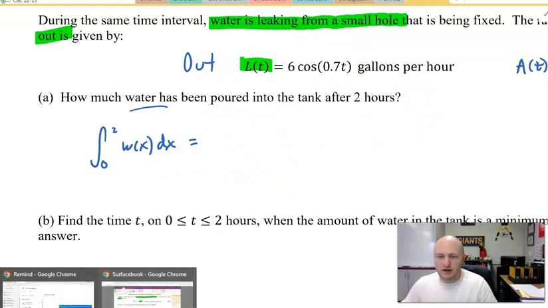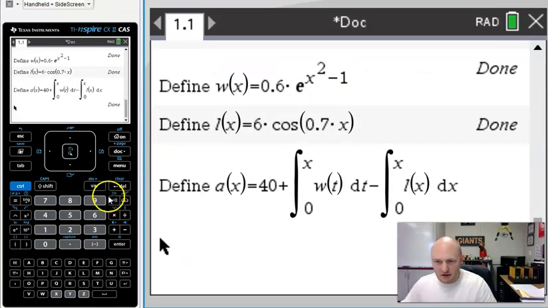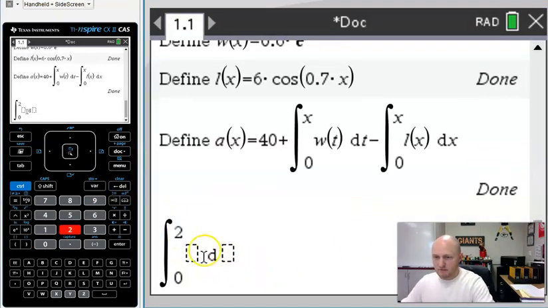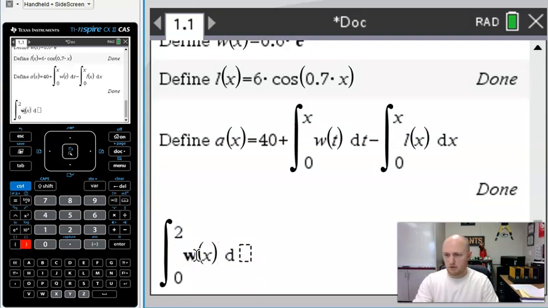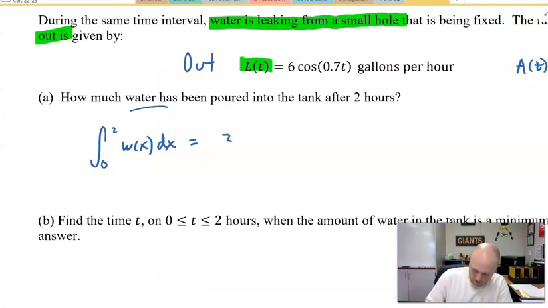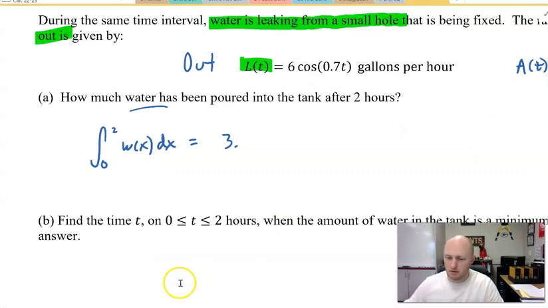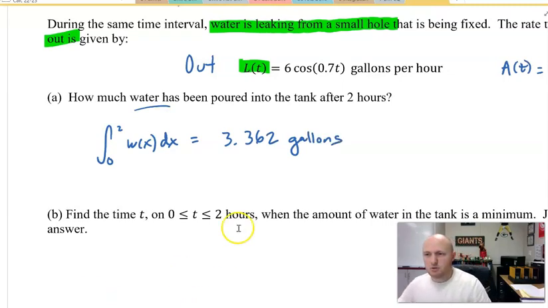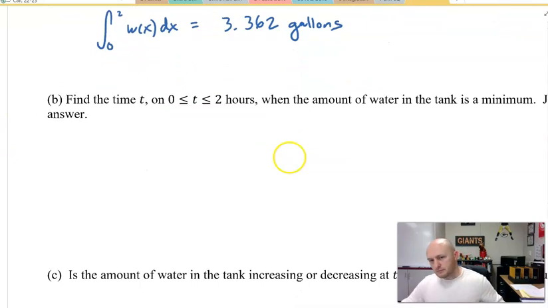So I'm going to go to my calculator, and I'm going to integrate 0 to 2 of my function W of x dx. Boom. 3.362. Okay, and this is gallons. They don't really call out units. You wouldn't be penalized if you don't have units, but that's how much water: 3.362 gallons of water over the interval 0 to 2.